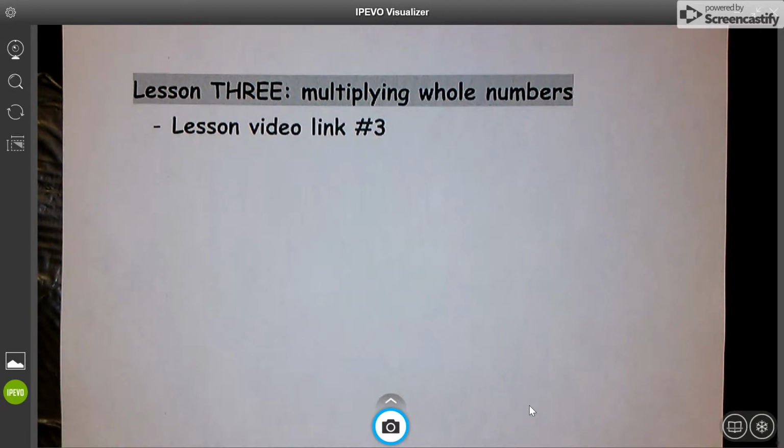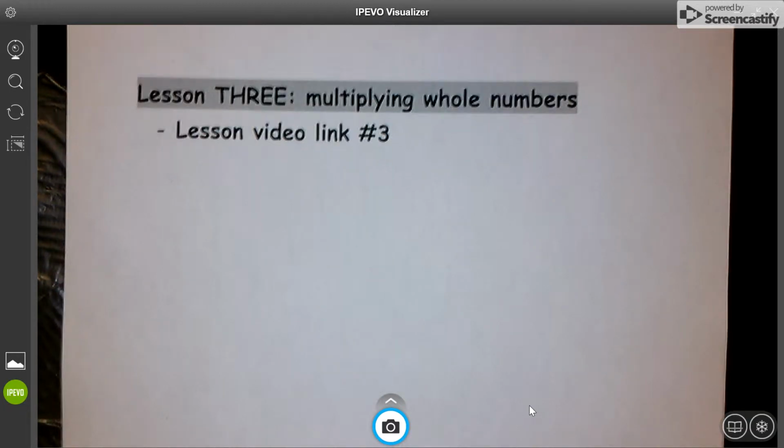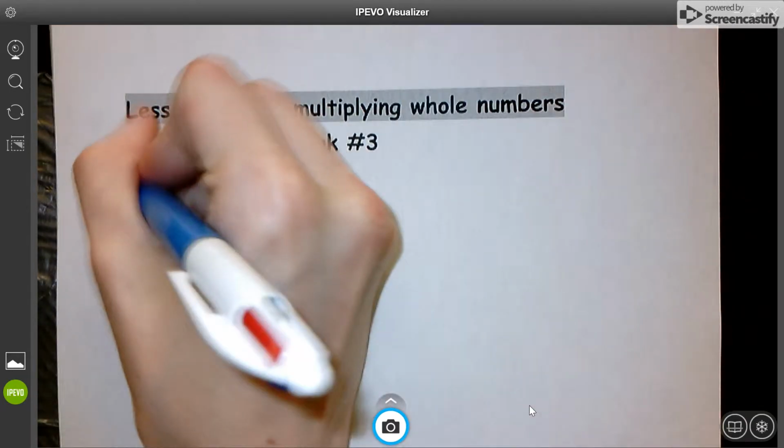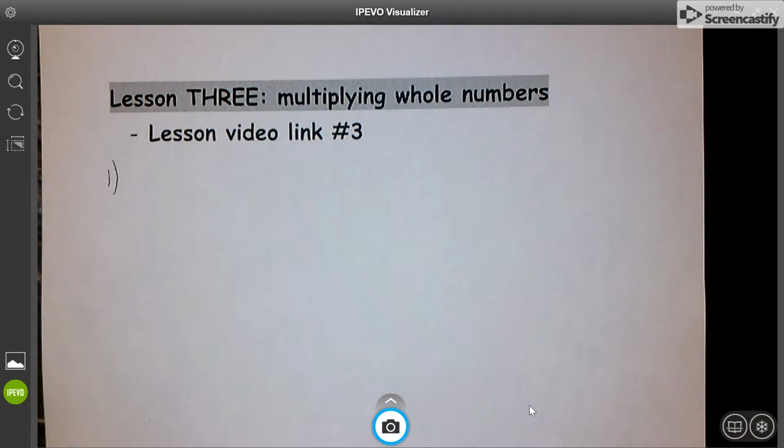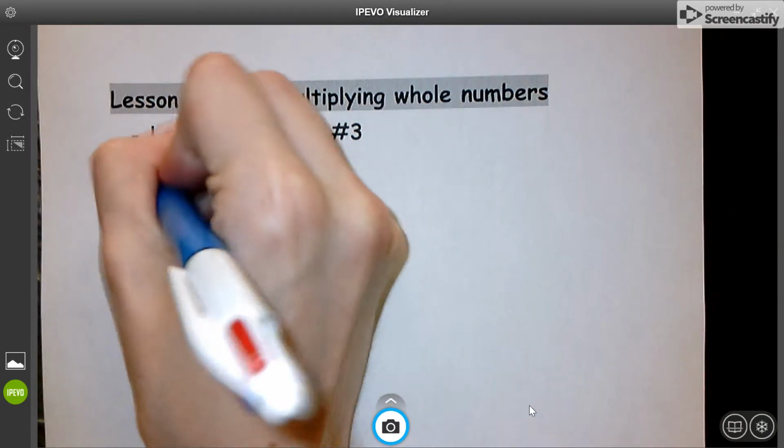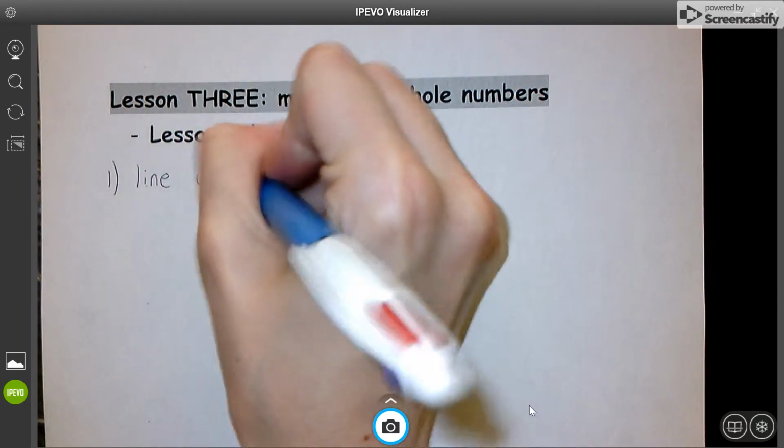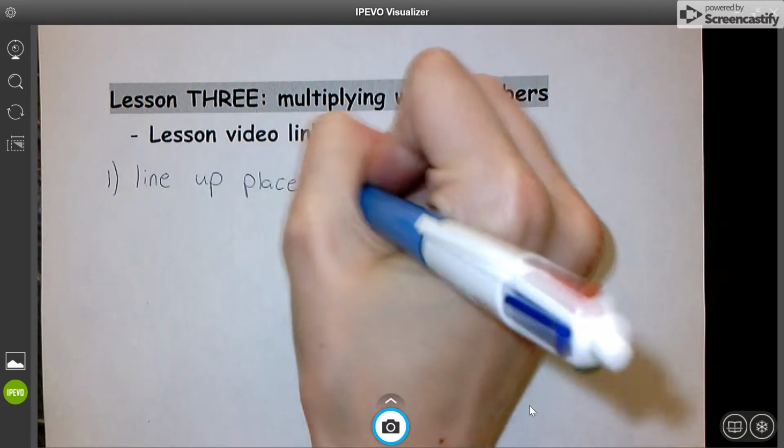Okay, lesson 3, multiplying whole numbers. We got some rules. First rule, like always, line up your place values. Line up place values.